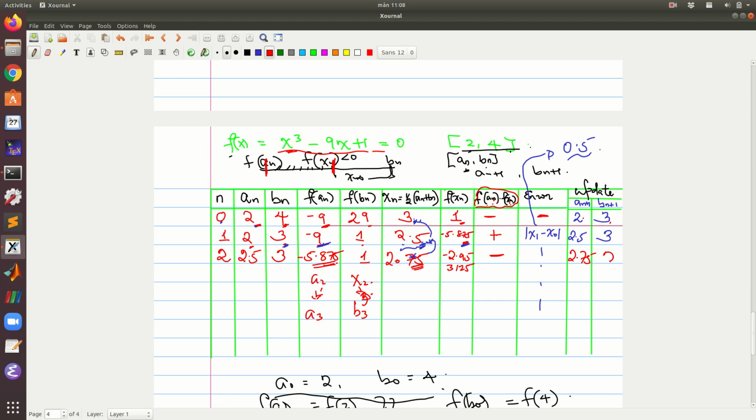All right, hold on just a minute. We have said that our b3 will be x2, and what is x2? No, x2 is actually 2.75. So this is 2.75, and then our a3 is the same value we had for a2. And what is a2? This is 2.5. So now the root, we know that it lies between 2.5 and 2.75.